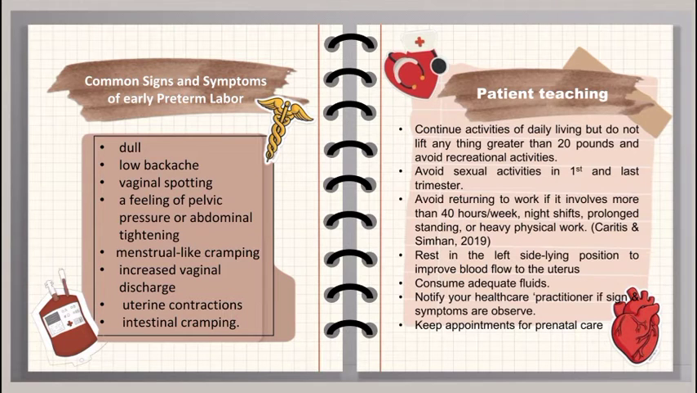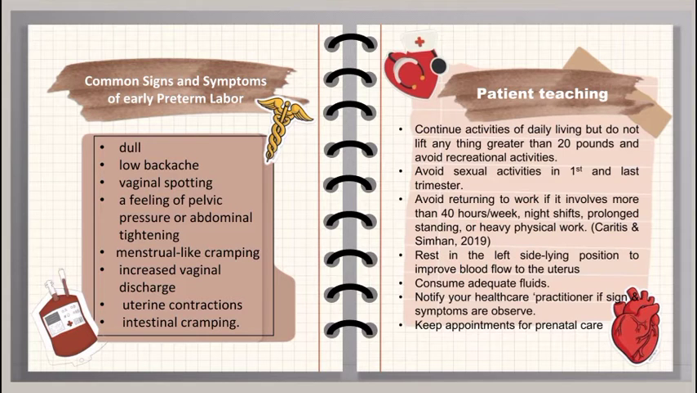So, the early signs are that you experience dullness, low backache, vaginal spotting, a feeling of pelvic pressure or abdominal tightening, menstrual-like cramping, increased vaginal discharge, uterine contractions, and intestinal cramping.